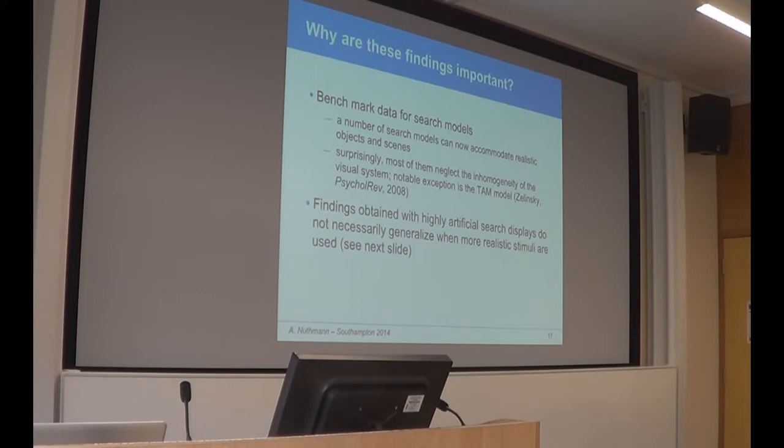Right, so now why are these findings important? Well, first of all, they provide benchmark data for such models, because there are now quite a few of them around, also accommodating realistic objects and scenes, but all of them except for one by Greg Zelinsky basically neglect the limitations imposed by visual acuity. And then perhaps more importantly, these results also demonstrate that findings obtained with highly artificial search displays do not necessarily generalize when more realistic stimuli are used.